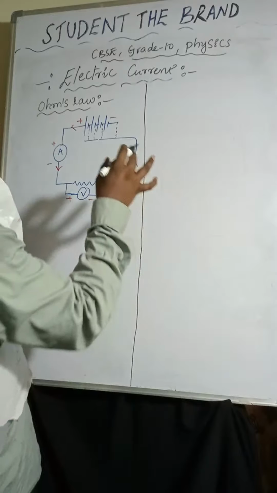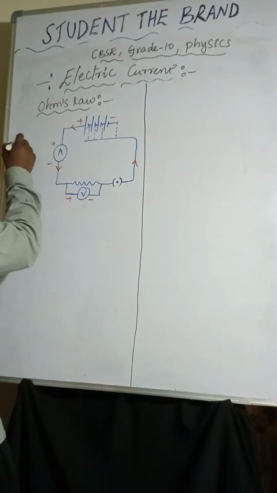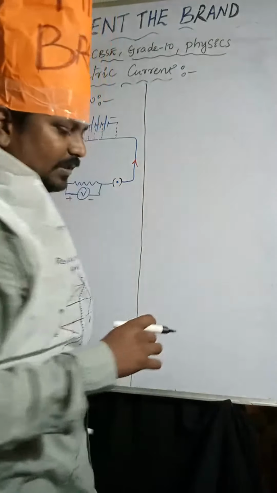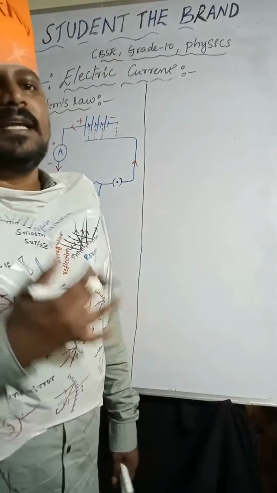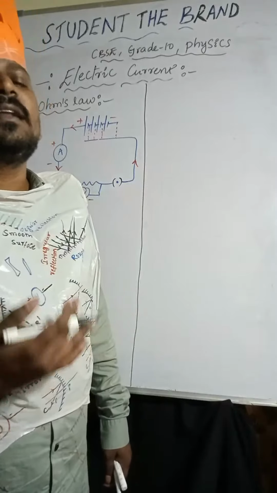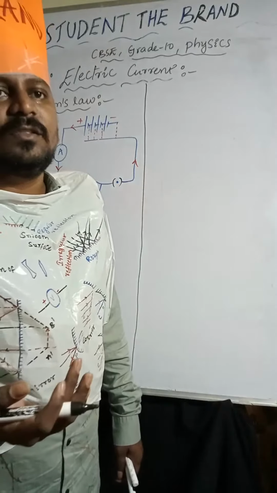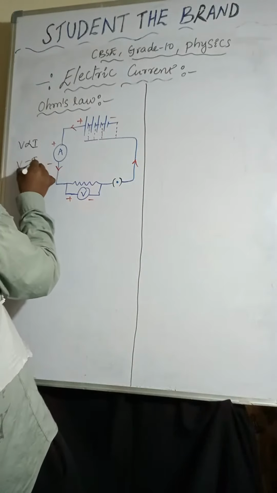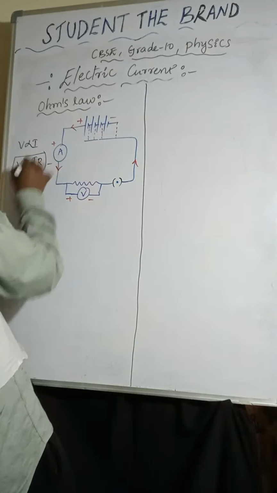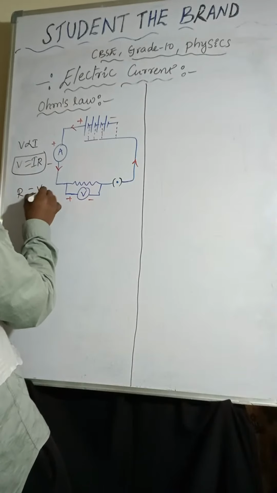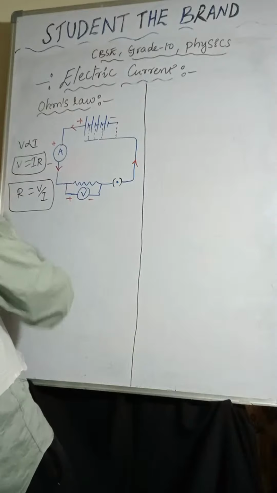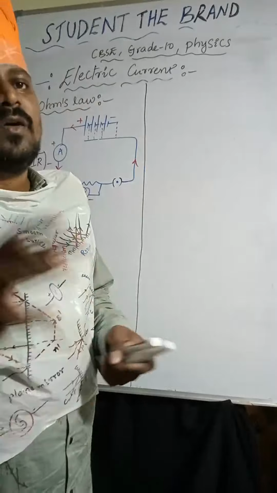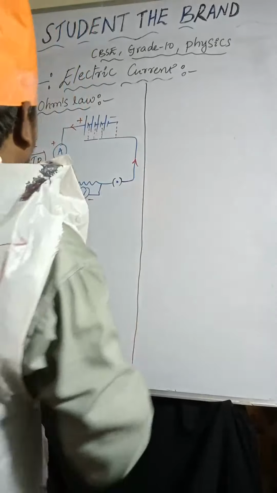The potential difference across the ends of a given metallic conductor is directly proportional to the current flowing through it. V is directly proportional to I, V equal to IR. So R equal to V by I. This is very, very important. Ohm's law gives the definition of resistance.